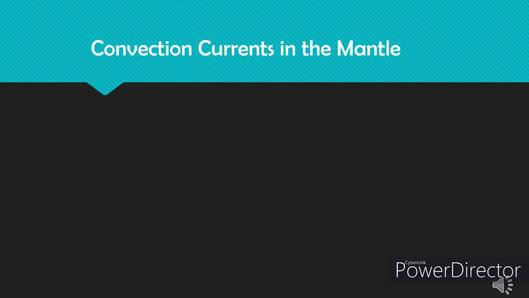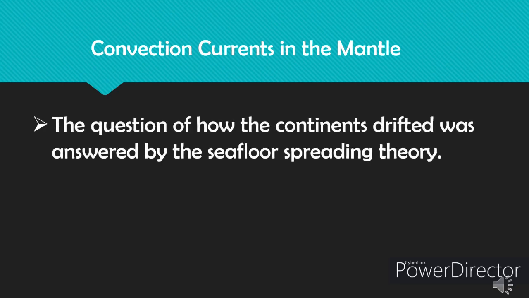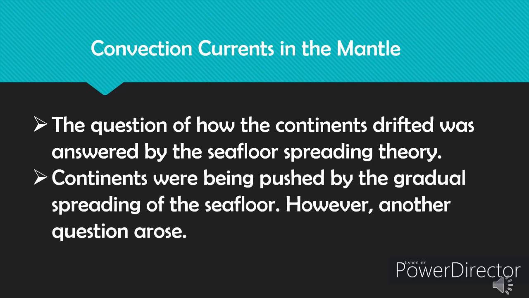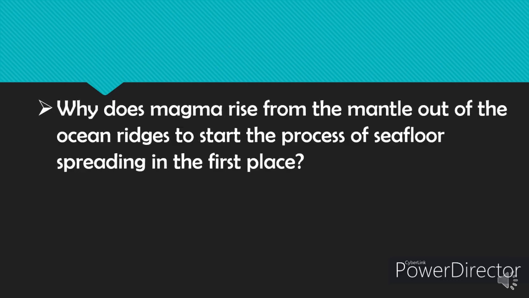Convection currents in the mantle. The question of how the continents drifted was answered by the seafloor spreading theory. Continents were being pushed by the gradual spreading of the seafloor. However, another question arose. Why does magma rise from the mantle out of the ocean ridges to start the process of seafloor spreading in the first place?